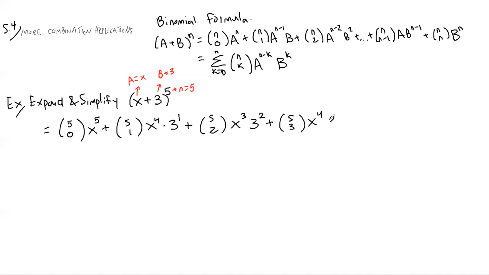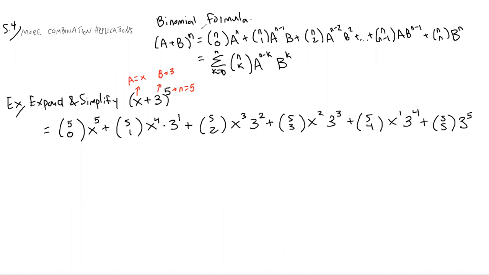x goes up 1, 3 goes, sorry, nope, I'm doing that backwards. x goes down 1, 3 goes up 1. 5 choose 4, x goes down 1, 3 goes up 1, and then finally 5 choose 5, x goes down 1. So I can just not write it. If you'll notice in that last term, I didn't even write an a there. And b goes up 1.